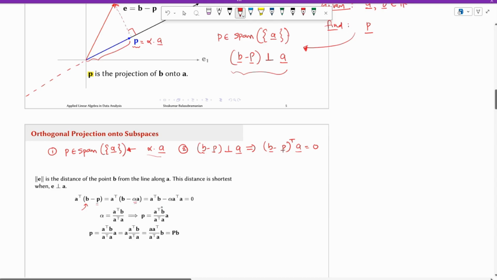So if you expand this out, then you get A transpose B minus alpha times A transpose A will be equal to 0. That means your alpha is essentially this. And you can verify that it is in fact a scalar, because here the inner product is a scalar, so the whole thing will come out to be a scalar. That means if we choose alpha to be A transpose B divided by A transpose A, and you multiply your original vector A by the scalar, you'll get your vector P.